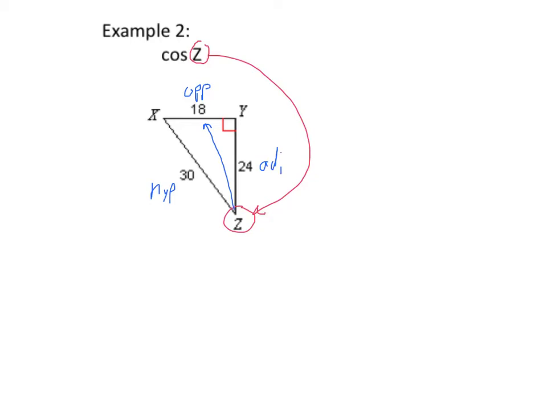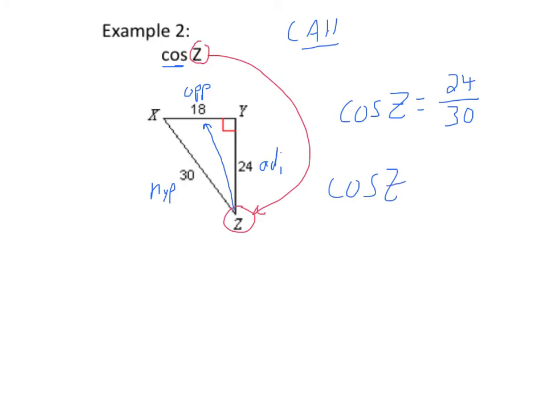It's important to know what sides are what, because we would now look at the trig function they want us to use, which is cosine, and cosine is CAH, or adjacent over hypotenuse. So that would give us 24 over 30, adjacent and hypotenuse, which again we should reduce, and that gives us 4/5. Again, this is our trigonometric ratio.